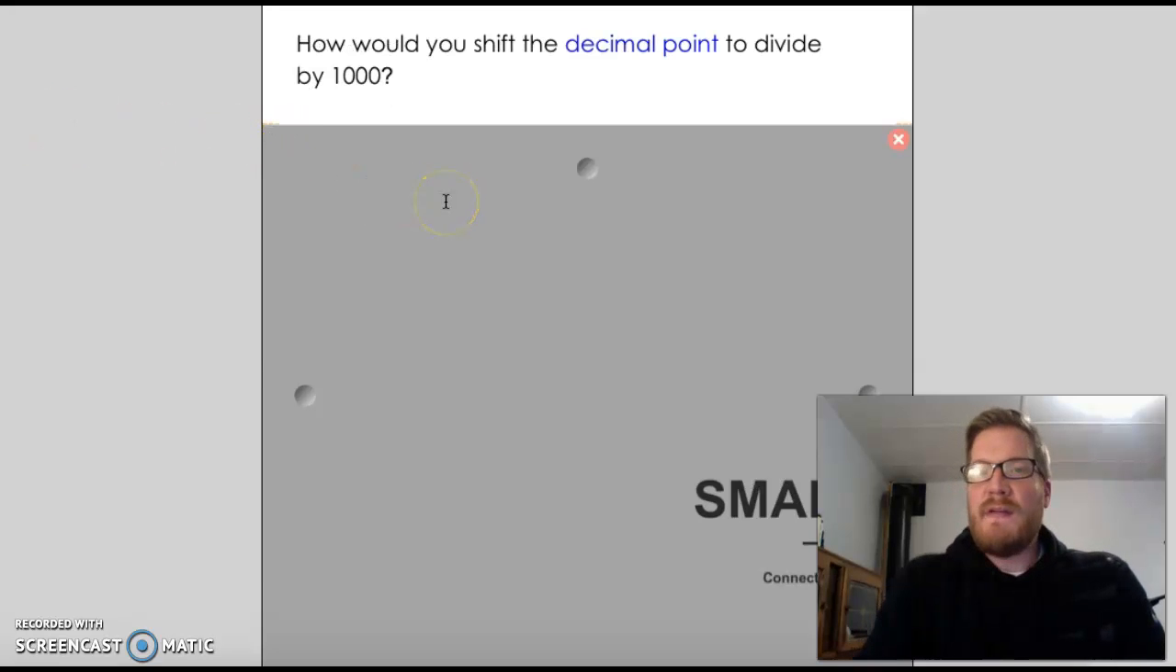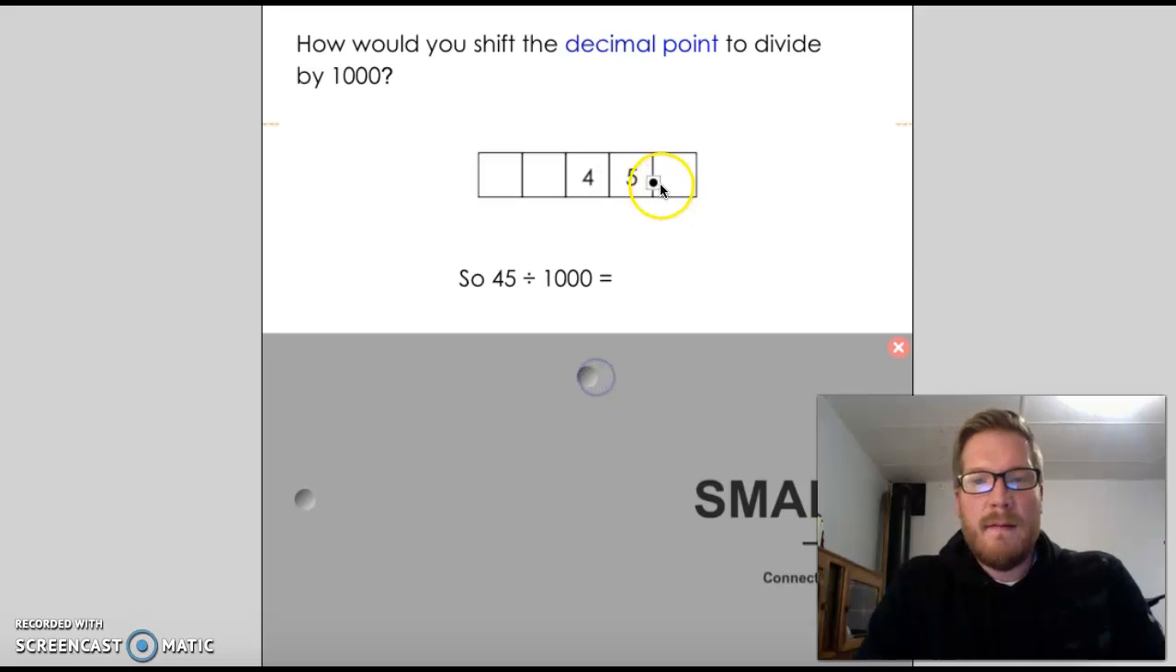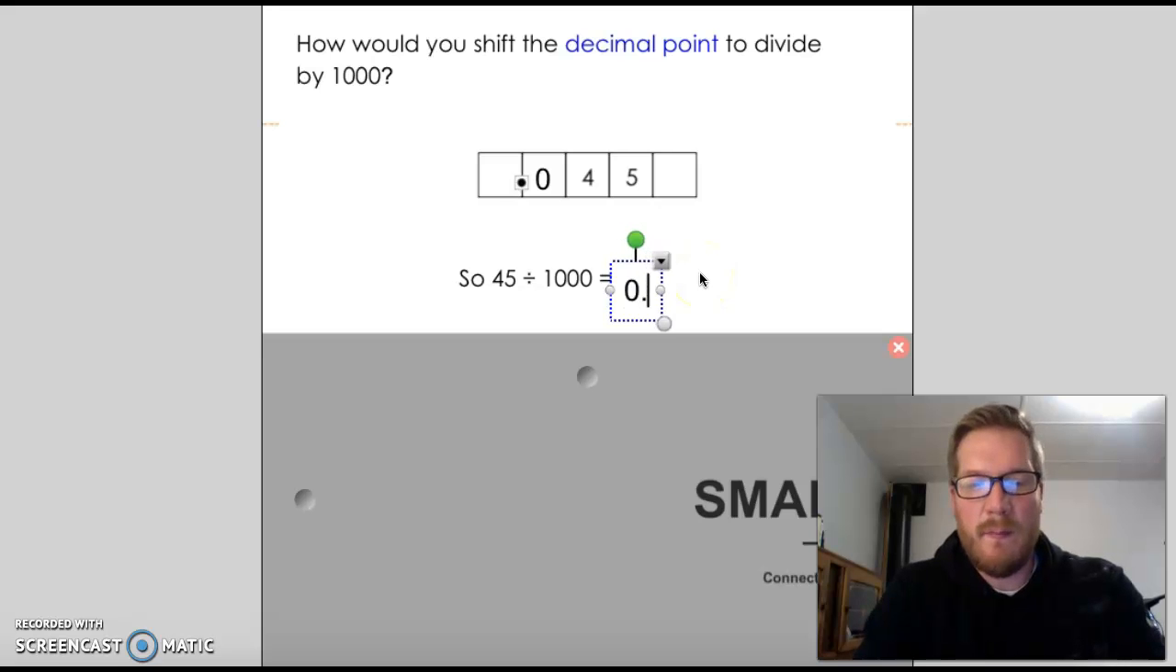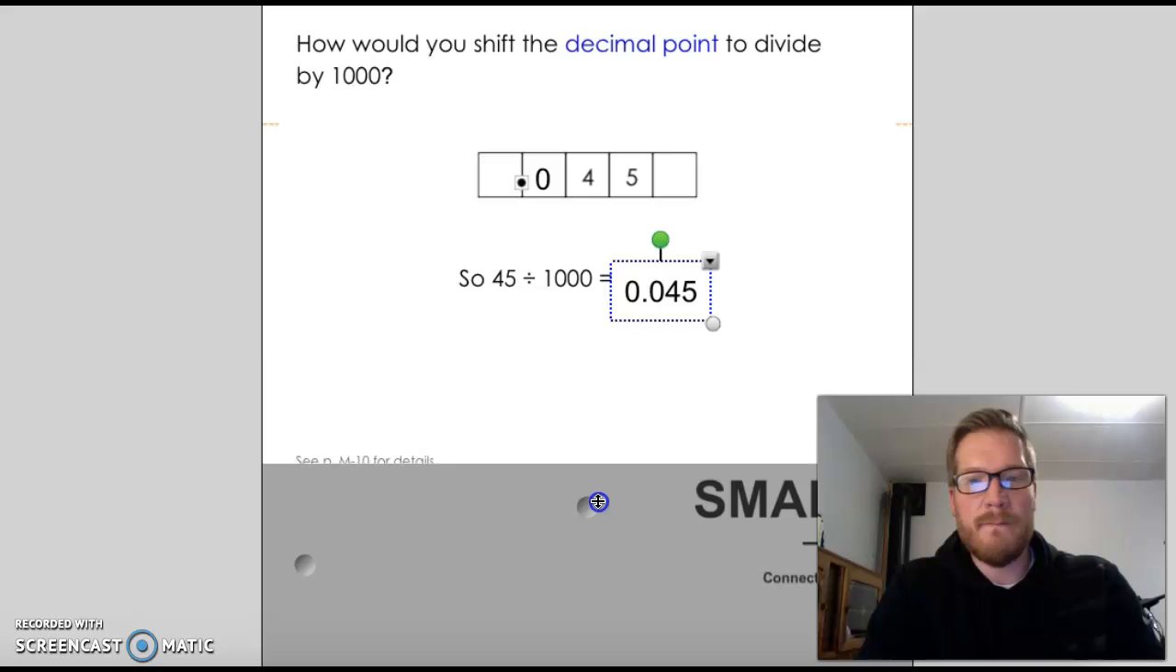So then how would you shift the decimal place to divide by 1,000? There was one question on the previous slide that did that. It's going to have to go 3 places to the left. So 1, 2, and then 3. Now we learned from our previous video about placeholder zeros, so we can add a 0 in there. So then 45 divided by 1,000 would be 0.045 after doing that moving.